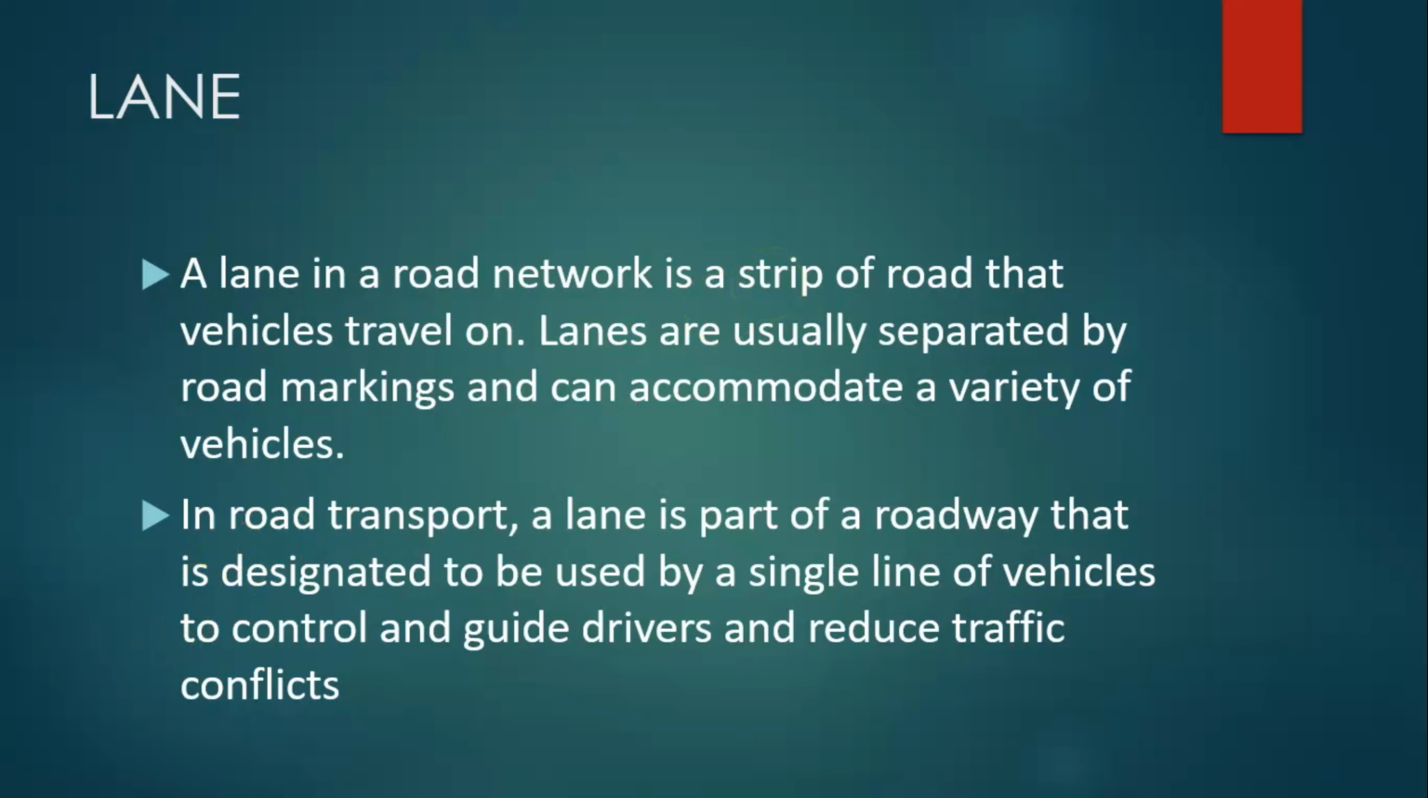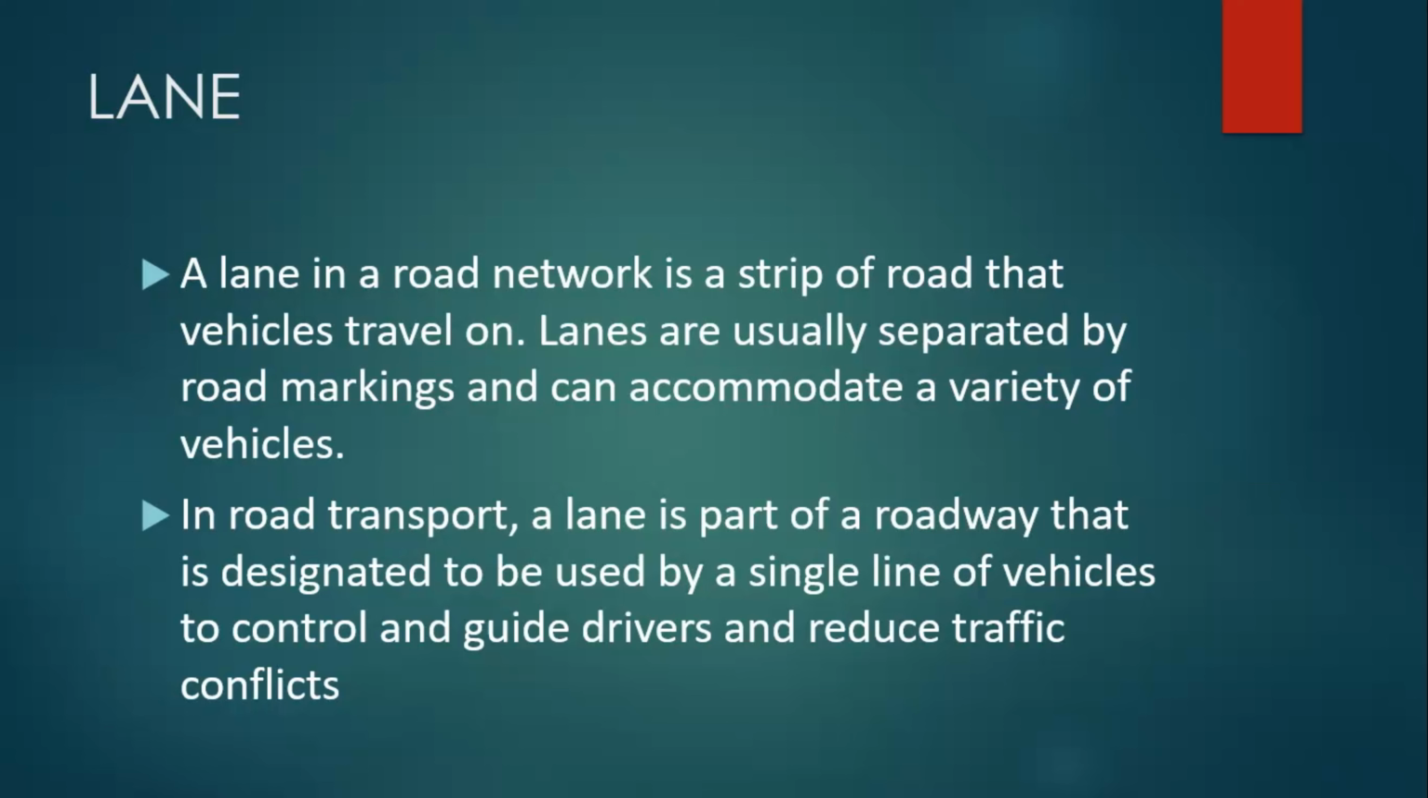The next aspect we are going to be looking at now is the lane. In a road network, lanes are designated strips or divisions of a roadway that allow for the orderly movement of vehicles, cyclists, and pedestrians. Each lane typically accommodates a single line of traffic moving in the same direction. So that is what a lane is all about. And what we have here in the slide says a lane in a road network is a stretch of road that vehicles travel on. Lanes are usually separated by road markings and can accommodate a variety of vehicles. Talking about the road markings, we are going to be looking at that very soon. In a road network, a lane is a part of a roadway that is designated to be used by a single line of vehicles to control and guide drivers to reduce traffic conflicts.